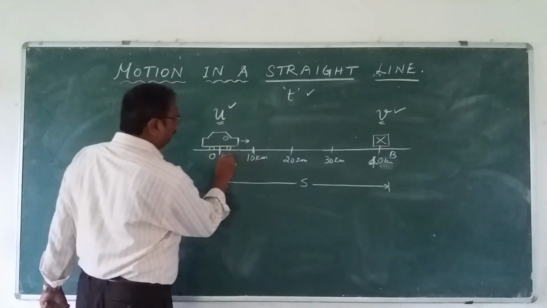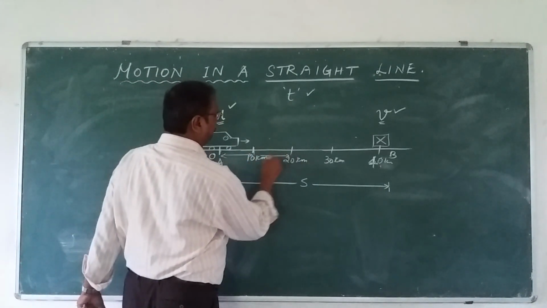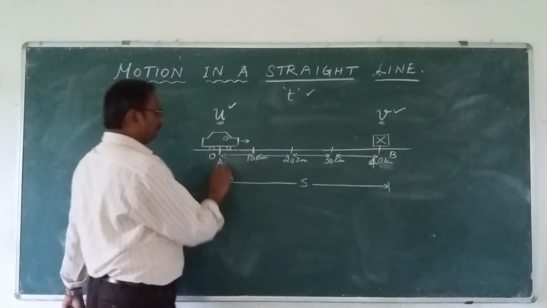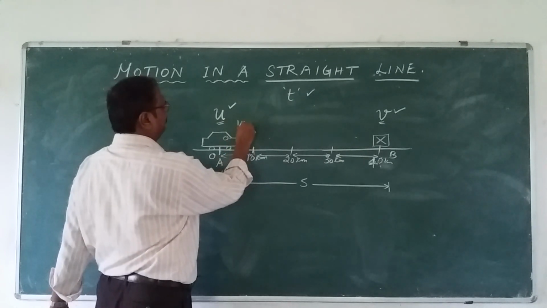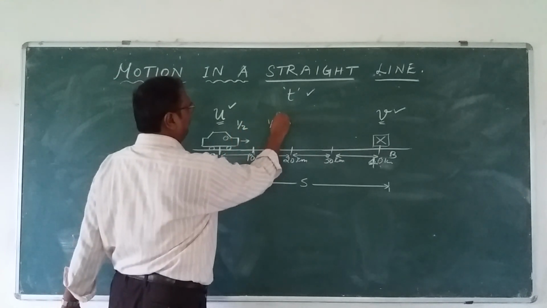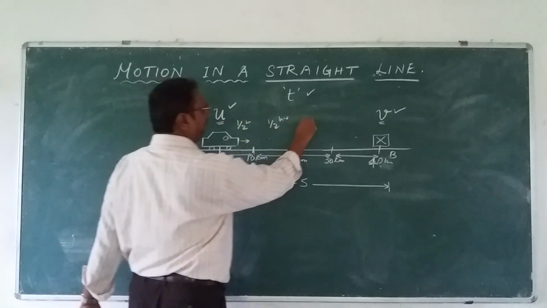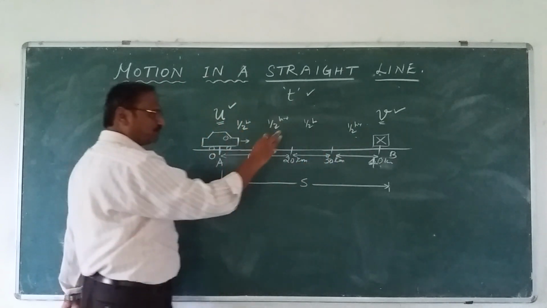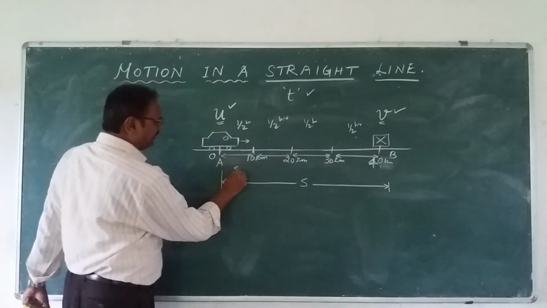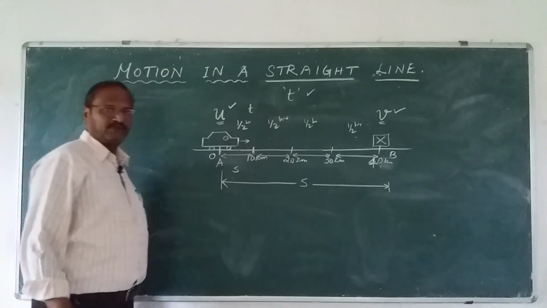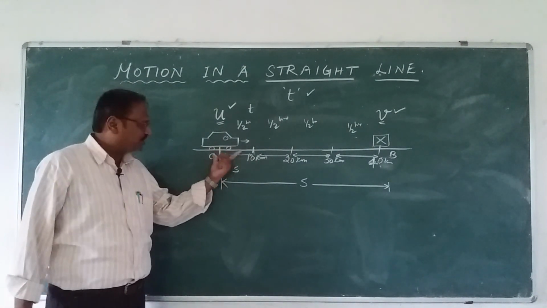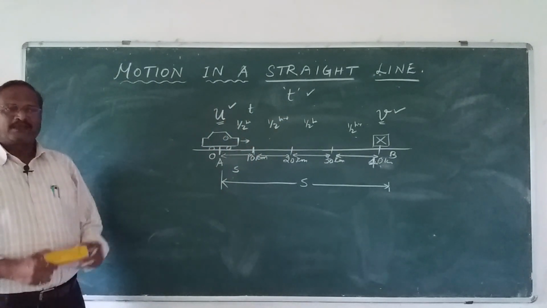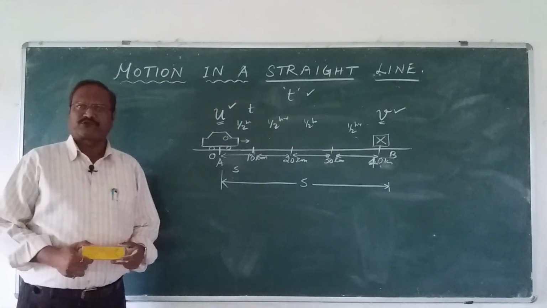If for every 10 kilometer distance it takes the same time to travel, fine. First 10 kilometer, it takes half an hour. Next 10 kilometer, another half an hour. Next 10 kilometer, half an hour. And next 10 kilometer, half an hour. In such a motion, when a body travels equal distances in equal intervals of time, that is called uniform motion. But it is usually not possible many times.